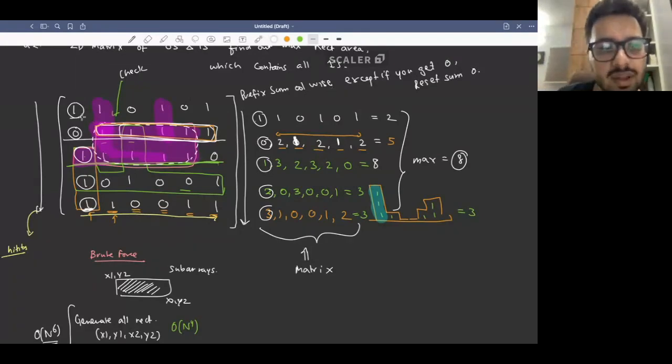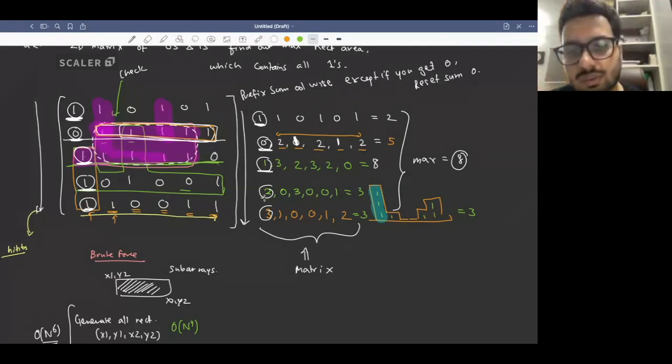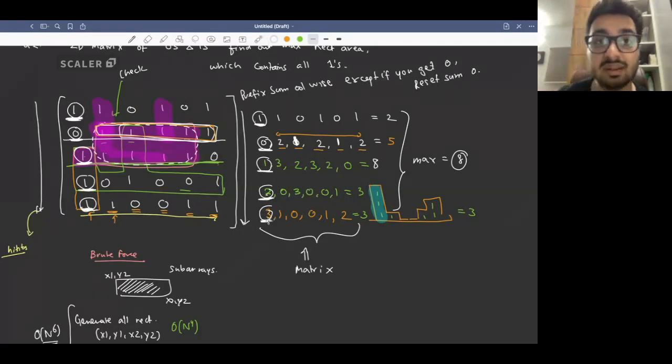So look at this one. So you get a 1. You get a 0, reset the sum to 0. At this one, the sum is again 0 plus 1. At this one, it is previous 1 plus 1, that is 2. At this one, the sum is previous 2 plus 1, that is 3. Fine. So reset the sum to 0 when you get a 0.